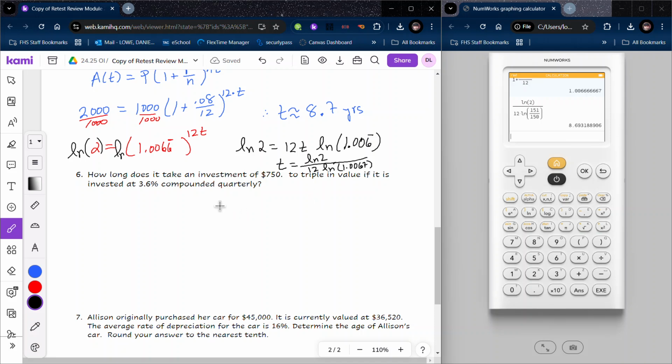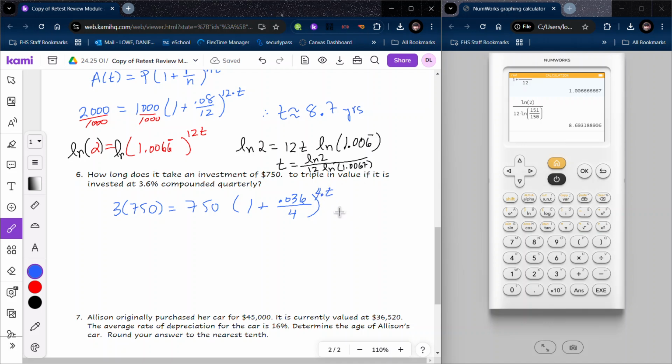All right, what about if I want to triple in value and my compounding is quarterly? Well, let's see how this would work. I have an initial investment of 750. I want it to triple, so I need 3 times 750 to be equal to 750 times (1 plus 0.036 compounded quarterly, which is 4 quarters in a year) raised to the 4 times t, since I'll have four quarters each year.